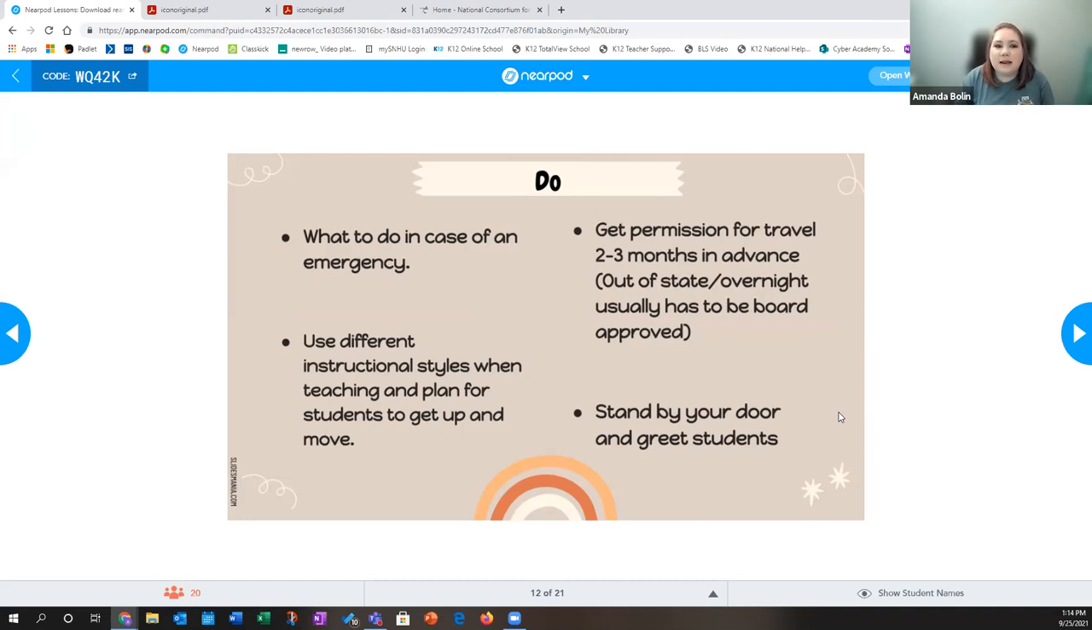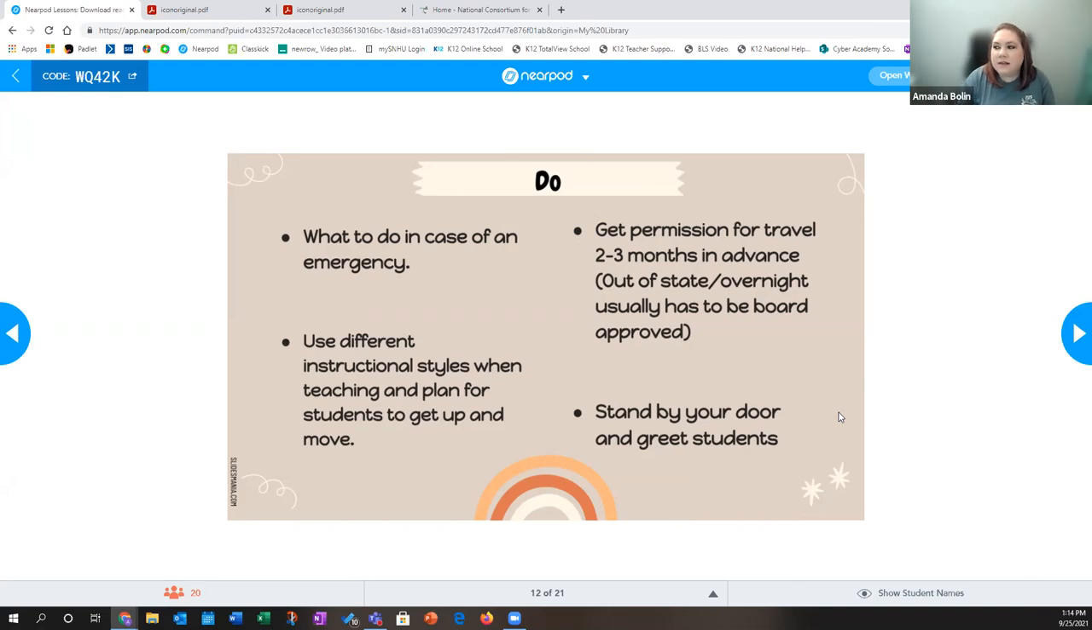And also getting them up and moving around, because y'all know how hard it is to sit through, I mean, even an hour and a half sometimes if you can't get up and move around. So I suggest trying to get them to move around, make it a lesson.